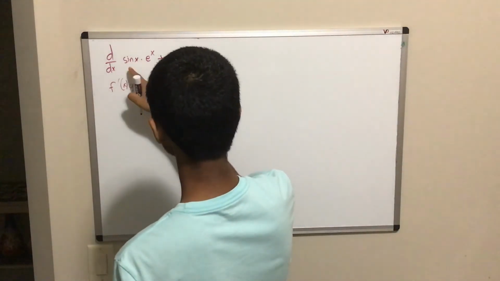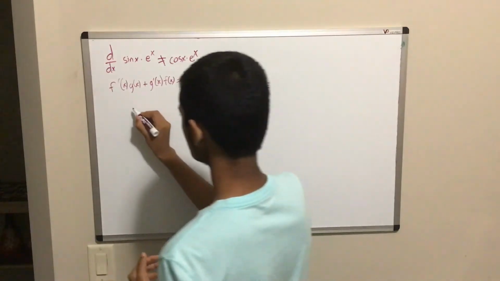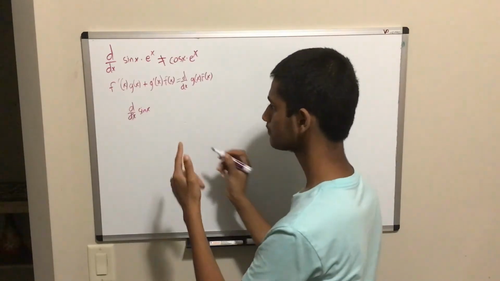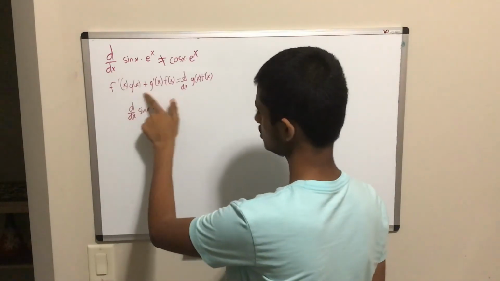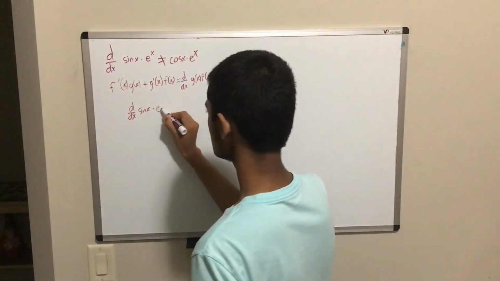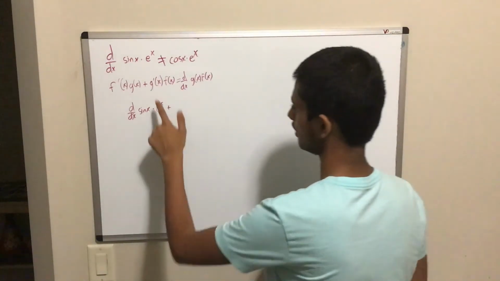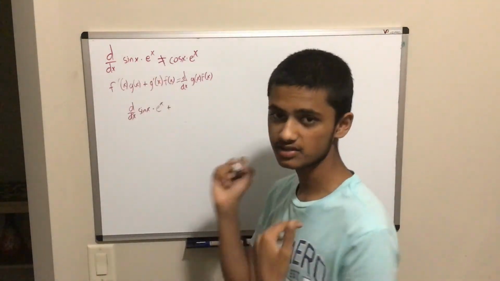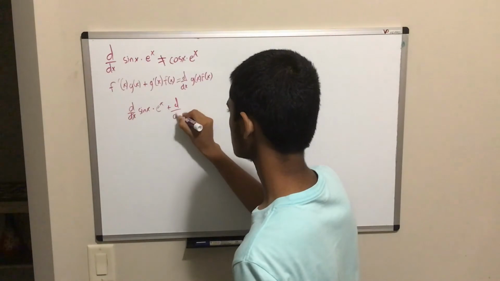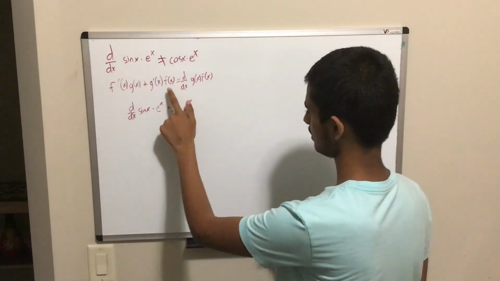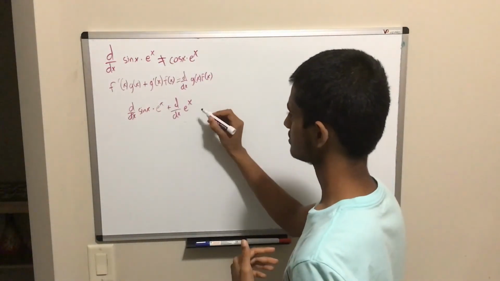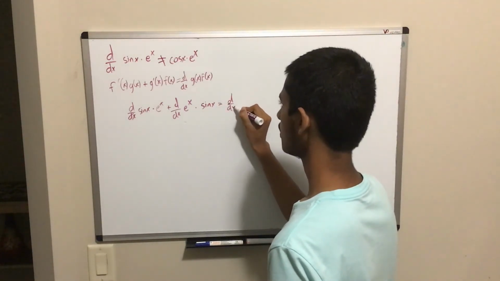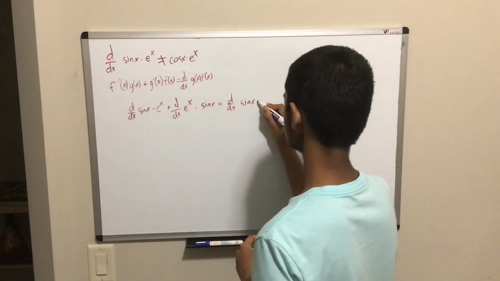So that means that the derivative of sine of x times e to the x must be the derivative of sine of x, which is basically f of x, so we're taking f prime, times g of x on its own, so basically e to the x, plus, and now you see there's a g prime over here, which must mean the derivative of g of x, which is e to the x, and the derivative of e to the x is just e to the x, multiplied by f of x, and f of x is simply just sine of x.